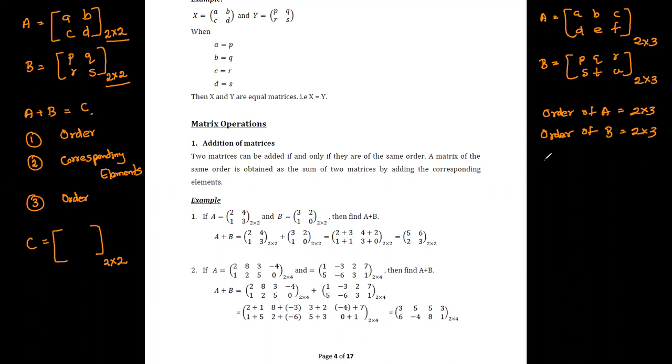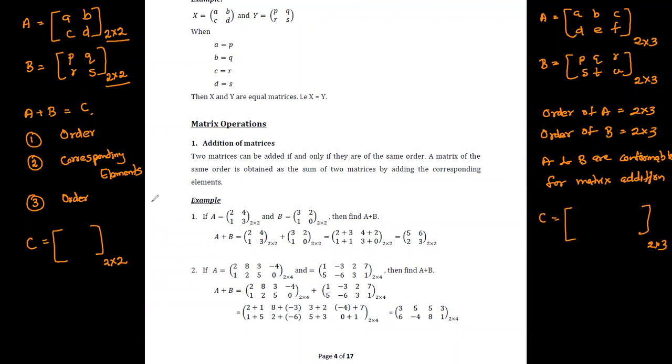Therefore, we can say that A and B are conformable for matrix addition. Therefore, we can identify this condition. These two matrices are conformable for matrix addition if they have the same order. Once you add these two matrices, we will get a matrix C in the order of 2 by 3. It should be similar to the order of the initial matrices.